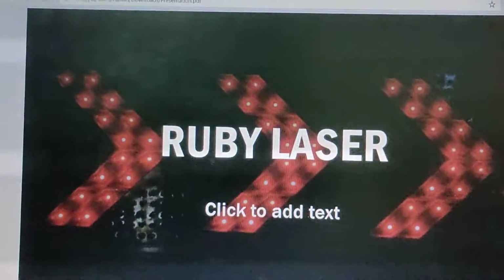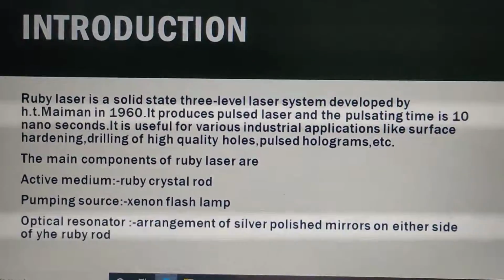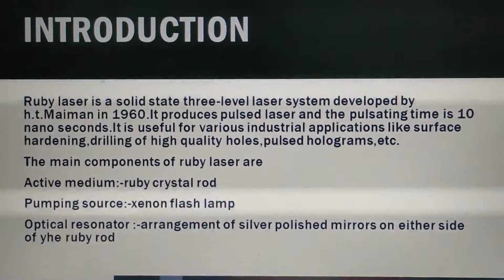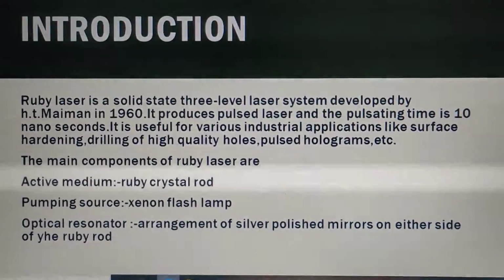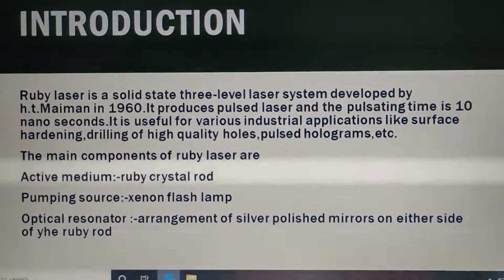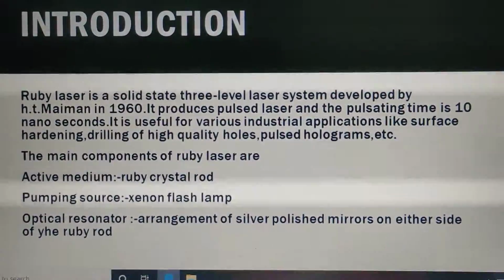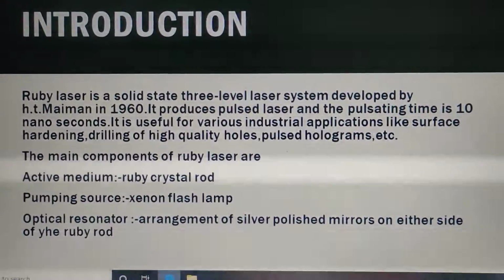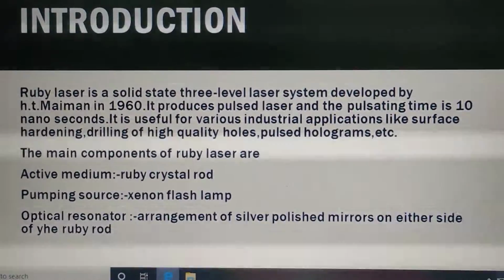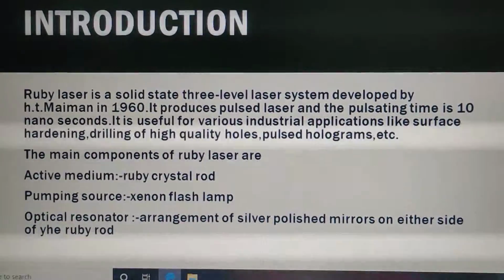Today I am going to explain about Ruby Laser. The introduction of Ruby Laser. Ruby Laser is a solid-state 3-level laser system developed by H.G. Maiman in 1960. It produces pulsed laser and the pulsating time is 10 nanoseconds. It is useful for various industrial applications like surface hardening, drilling of high-quality holes, pulsed holograms, etc.